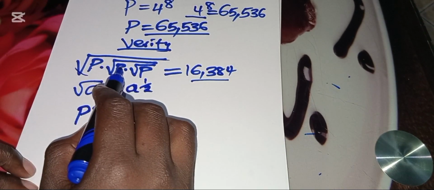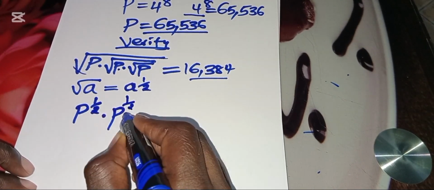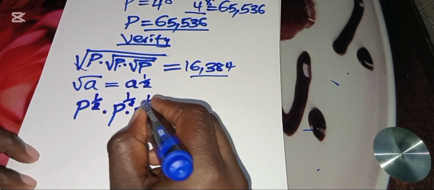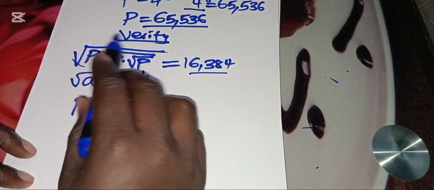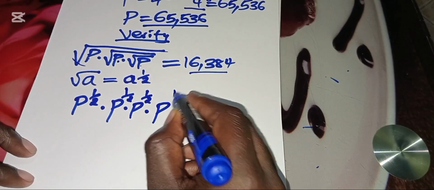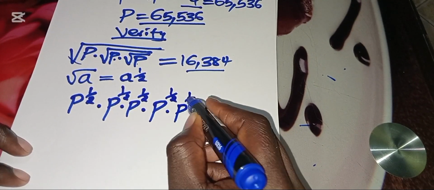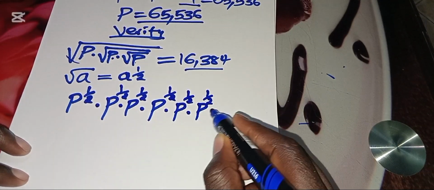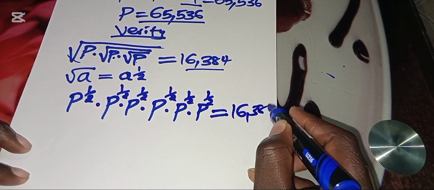Now, the second p has two square root signs, so it will be a half multiplied by p raised to power half, multiplied by the third one, which has three square root signs. So the same as saying a half multiplied by p raised to power half multiplied by p raised to power half. This is supposed to give us a value of 16,384.